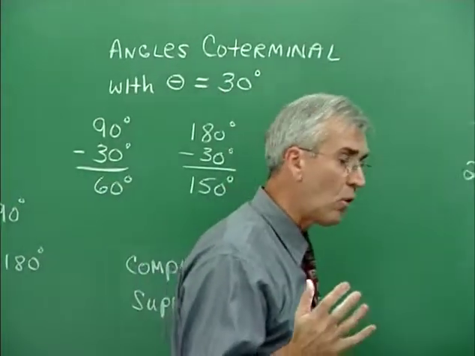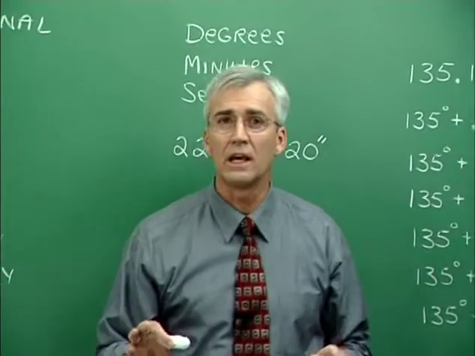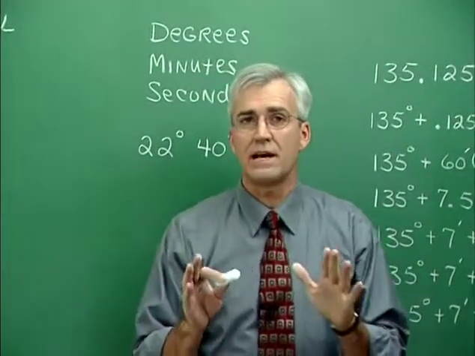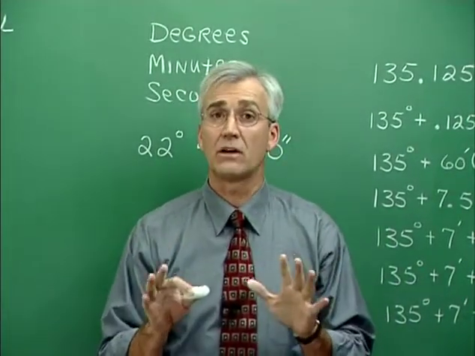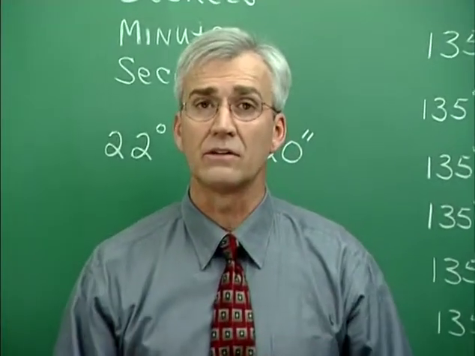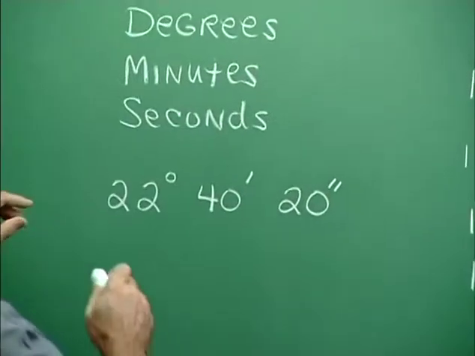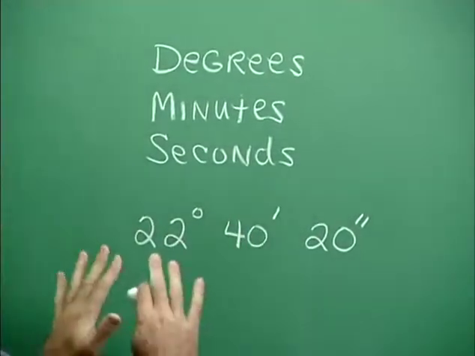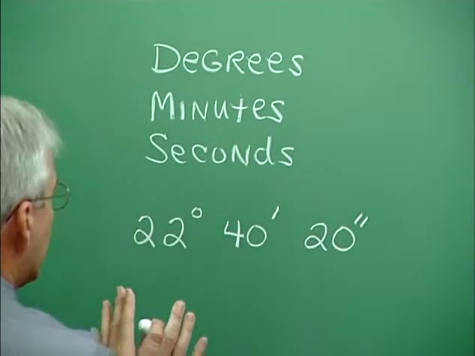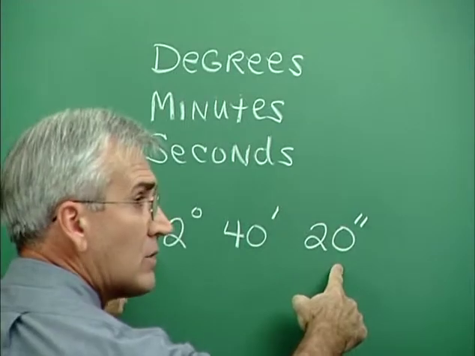Now, sometimes more accuracy is needed than just the single degree, and it's for that reason that degree measured angles are divided into smaller units called minutes and seconds. Now, the designation is this, that if we're talking about a very, very accurate measure here, it would be 22 degrees, 40 minutes, and 20 seconds.